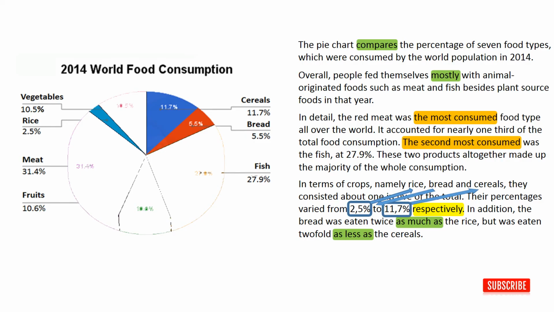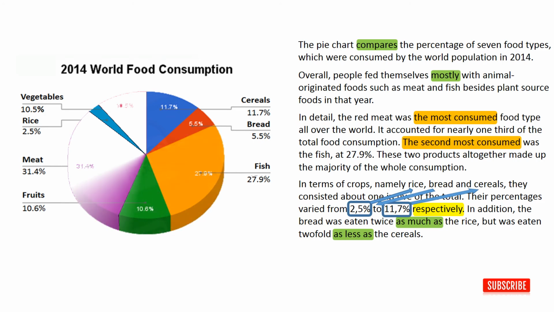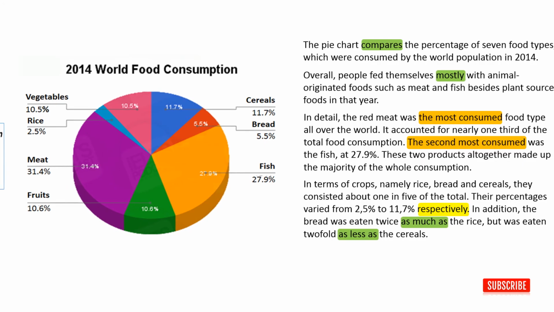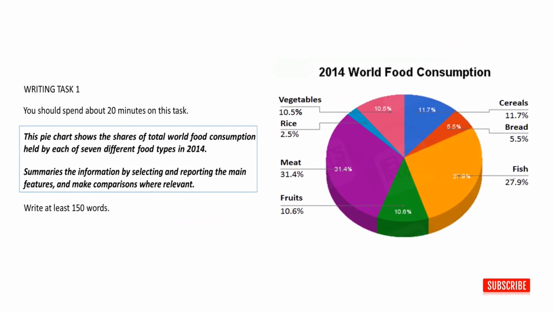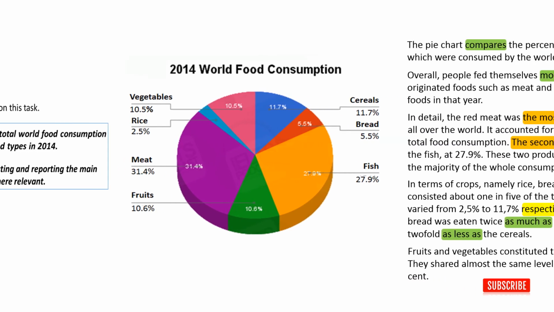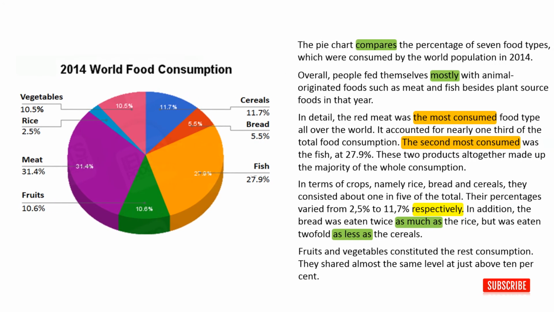So, why do I only give the 2 figures instead of 3? Well, if we have a look at the instruction on the question card, it is seen that it says summarise the information by selecting. So, you don't need to write every single piece of information in your report. Select and write the main features which are relevant in your opinion.